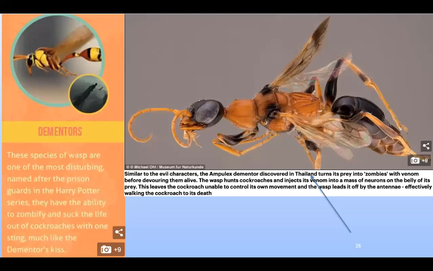This one I thought was really interesting. So this wasp was discovered in Thailand. That's what I thought was really funny. So the Dementors, this species of wasp, are one of the most disturbing, named after the prison guards in the Harry Potter series. They have the ability to zombify and suck the life out of cockroaches with one sting, much like the Dementor's kiss. I think that's so cool. So that's named Ampulex dementor, Ampulex dementor.